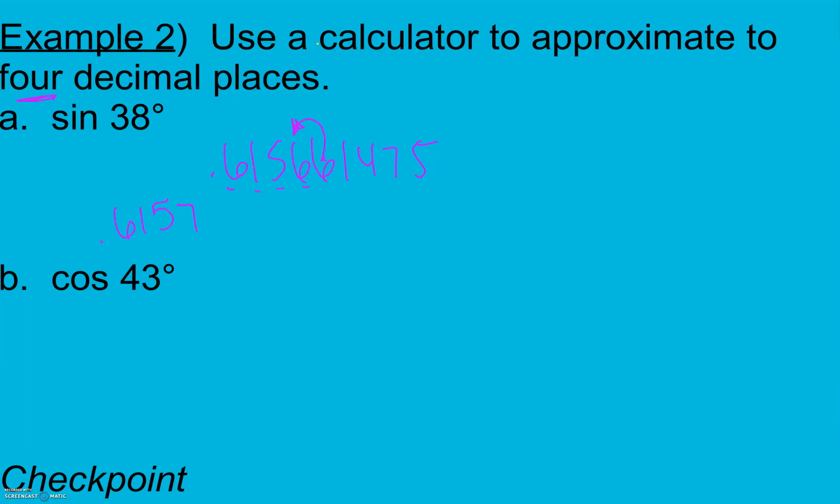0.6157. Now cosine is in between sine and tangent. So we're going to press our cosine key. It's going to come up with a parenthesis. We type in 43 and close that parenthesis, and then press enter.